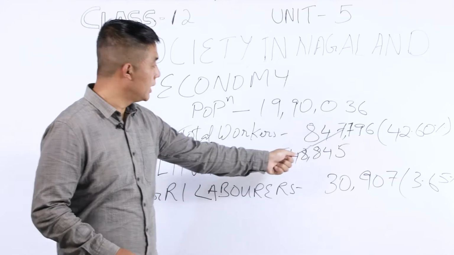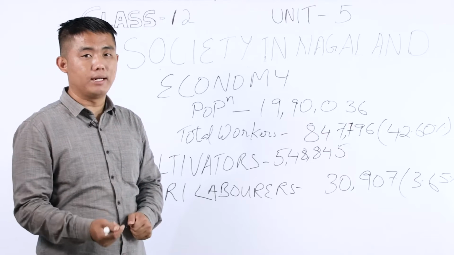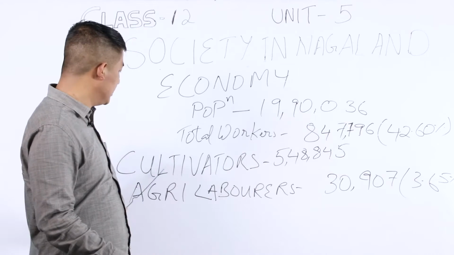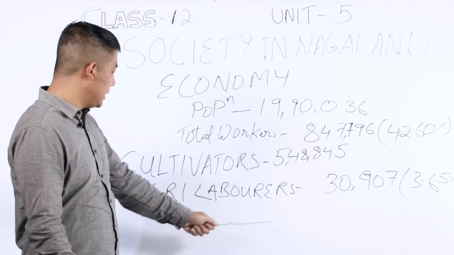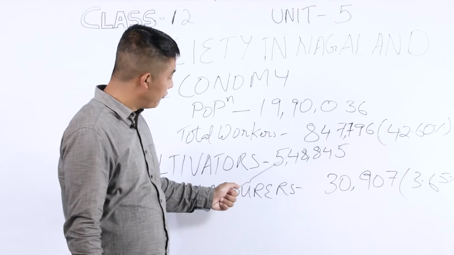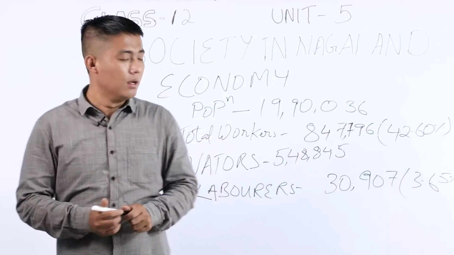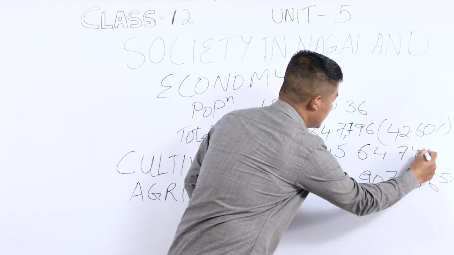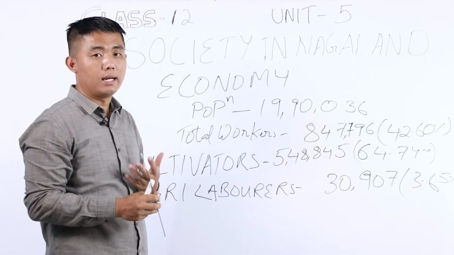Now, the total workers, if we divide these workers, there are two groups that we can find according to your textbook. The total workers were divided into two groups. The first were the cultivators, the second were the agricultural laborers. Cultivators and the agricultural laborers. Now, these cultivators were around 5 lakhs 48,845, which is around 64.74%. So, those were the farmers who were cultivating in their own land or the land which belongs to the community, the villages.